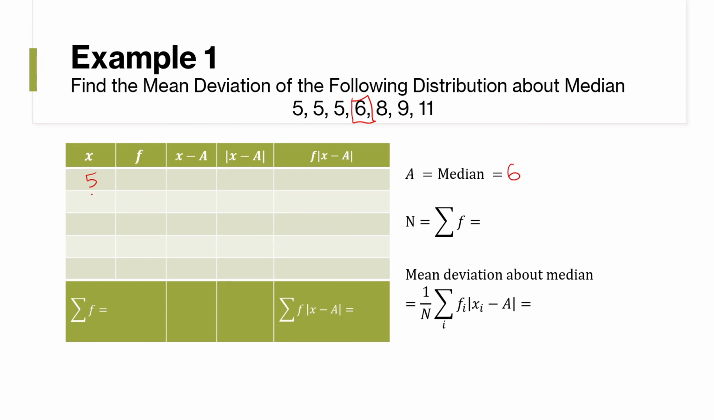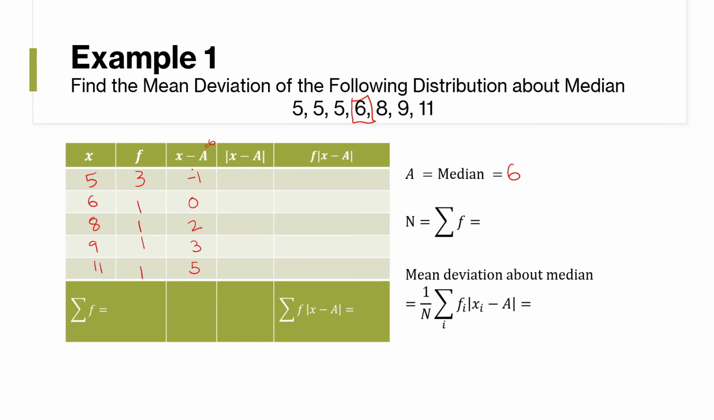You have 5, 6, 8, 9 and 11. 5 has the frequency 3, 6 has frequency 1, 8 has frequency 1, 9 has frequency 1, 11 has frequency 1. X minus a, here a is equal to 6. So 5 minus 6 is minus 1, 6 minus 6 is 0, 8 minus 6 is 2, 9 minus 6 is 3, 11 minus 6 is 5.